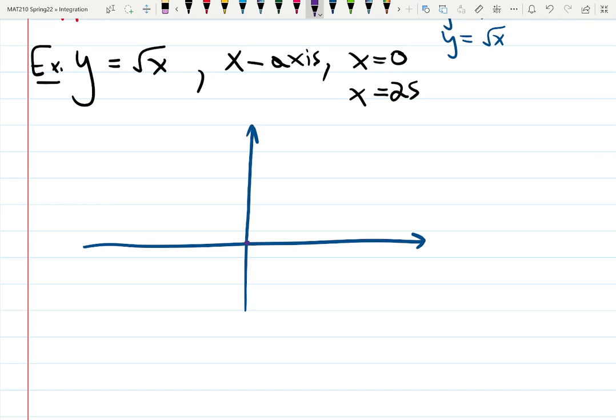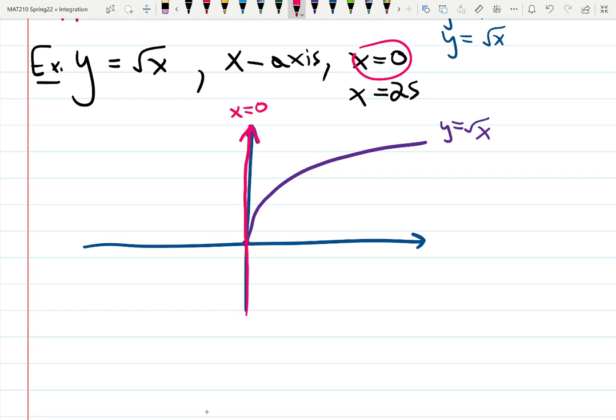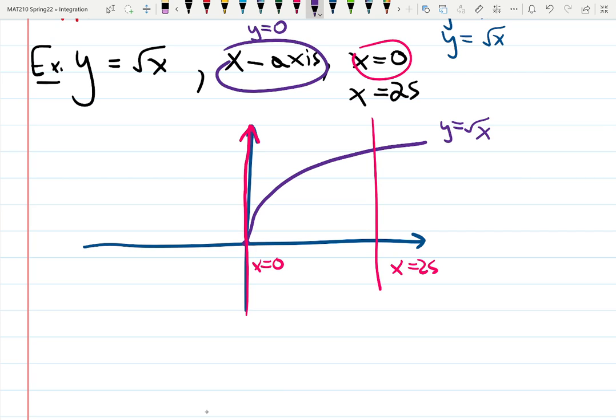Square root of x. At 0, it is 0 and slowly growing. What's the other way to call the line x equals 0? So this is y equals square root of x. X equals 0 can also be called the y-axis, right? X equals 0 and x equals 25 are two vertical walls cutting this shape. But then there's also one horizontal wall, which is the x-axis. One way to recall what the x-axis is, is to call it y equals 0. And this is the area.